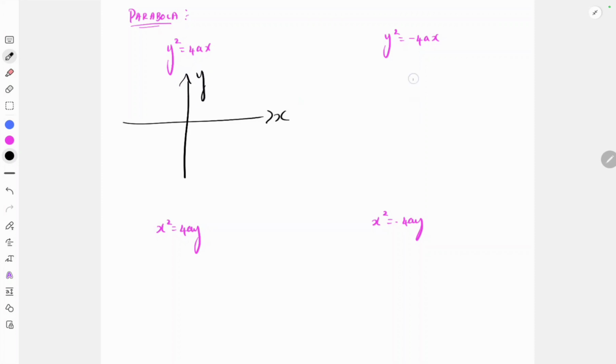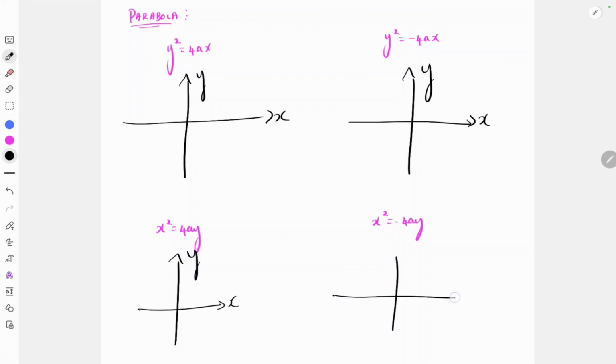X-axis, y-axis. Now see here, if it is y square, see the y-axis. If it is x square, see the x-axis. Now this y square is positive, and this 4a is the length of latus rectum. So 4a is just length, it will be positive. So x should be positive, then only LHS will be equal to RHS.